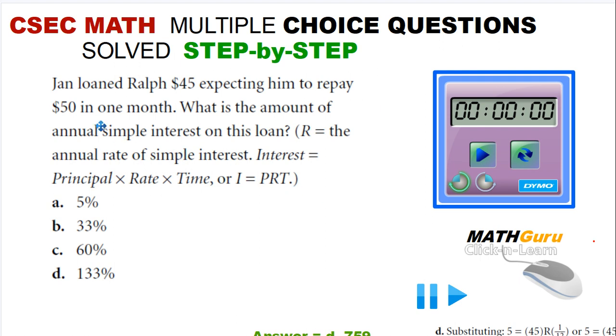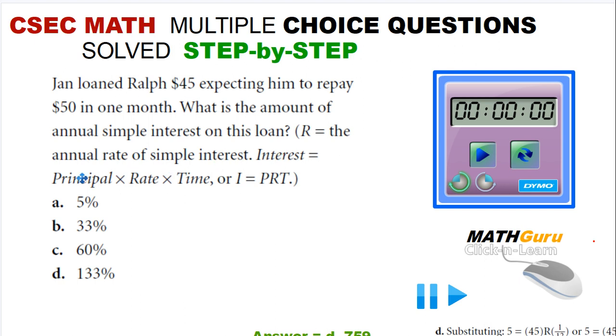Now, the problem is Jan loaned Ralph $45, expecting him to repay $50 in 1 month. What is the amount of annual simple interest on this loan? Now, the rate is given as equal to the annual rate of simple interest.